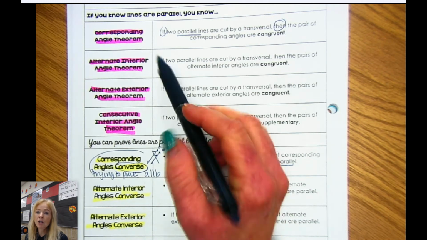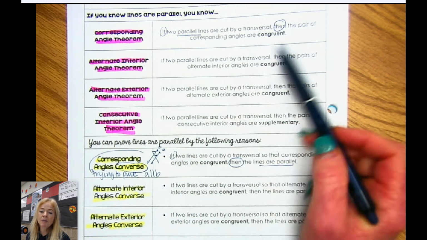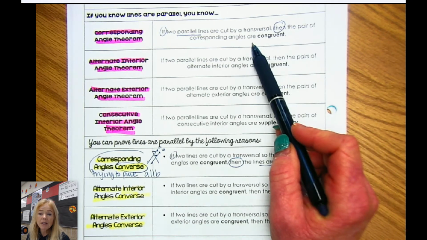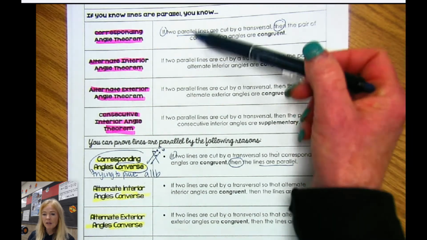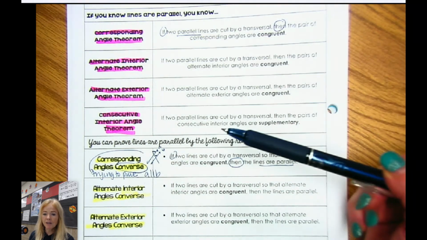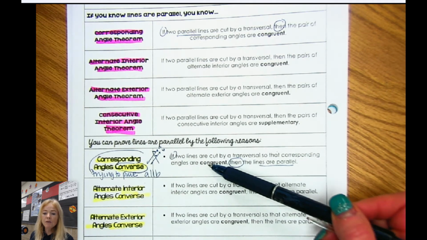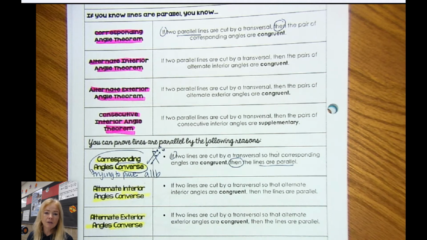If we know that the 2 lines are parallel, then we can use the corresponding angle theorem to prove or to say that corresponding angles are congruent. So here we're proving that corresponding angles are congruent given the lines are parallel. Here we're proving that the lines are parallel given or finding that the corresponding angles are congruent. And the same thing goes for the other theorems.